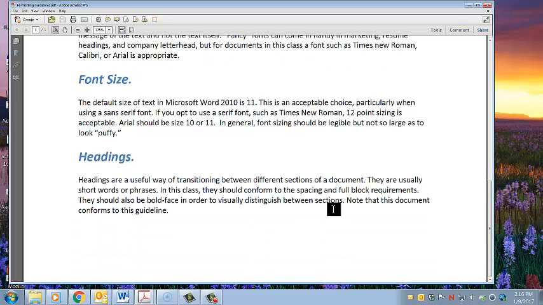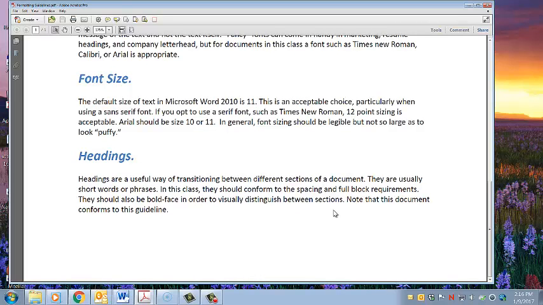Next thing down is font size. Microsoft Word with Calibri is 11-point font. That's fine. Times New Roman is generally 12-point font, and Arial should be size 10 or 11. If you get into size like 12 with Arial, it starts to look kind of puffy and cartoonish. So keep it tight and close. I don't give page requirements, so you don't have to dink around with how big the text is to try and get a page number. Like, none of those tricks work in this class, so let it go.